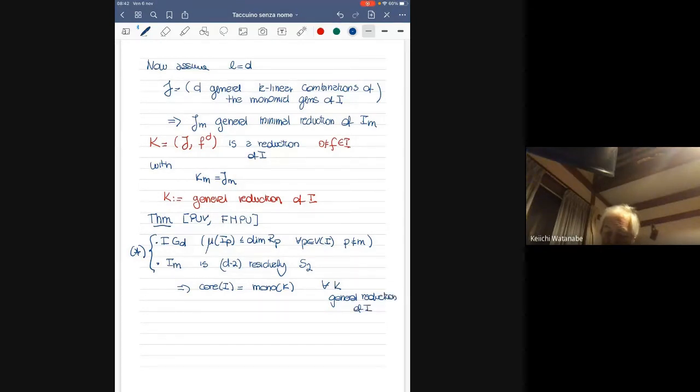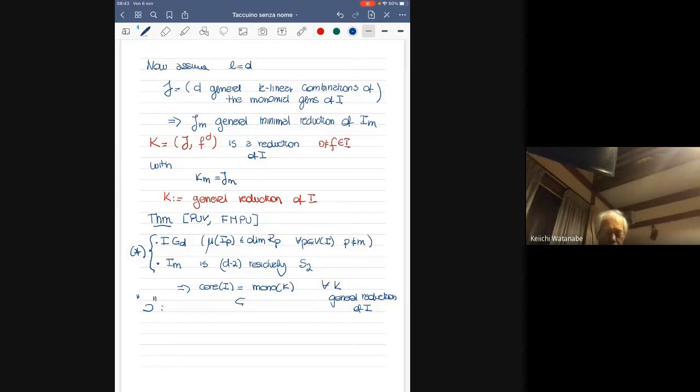Okay? And now why is this theorem interesting? This theorem gives you a new interpretation of the core in terms of operations on monomial ideals. The core is the largest monomial ideal containing a general reduction of I. It also provides an algorithm that is more efficient than the formula, and there is no restriction on the characteristic. Now, we already know that the core is contained in the mono, so we really have to show only the other inclusion. And how do you show this inclusion?